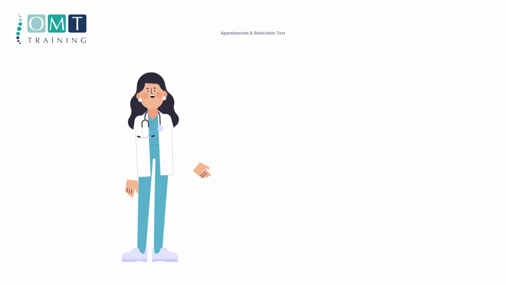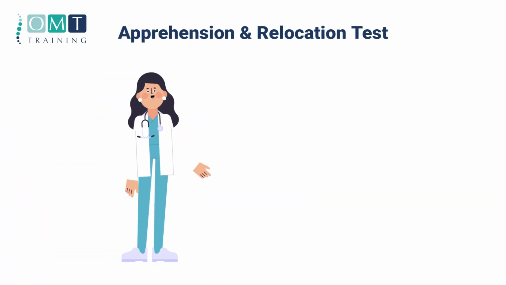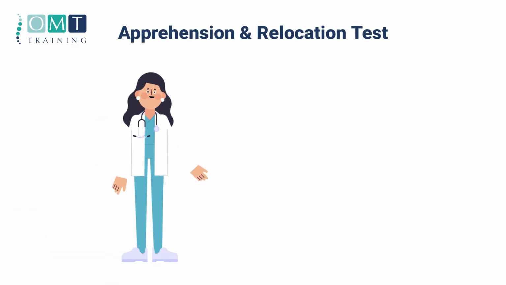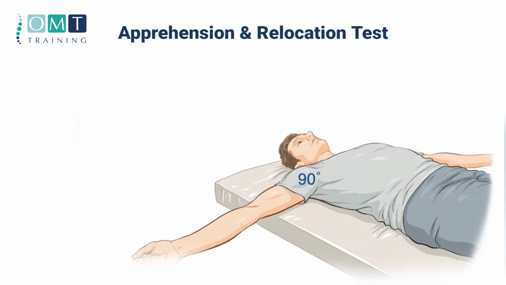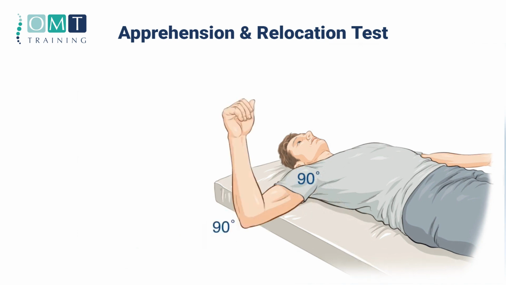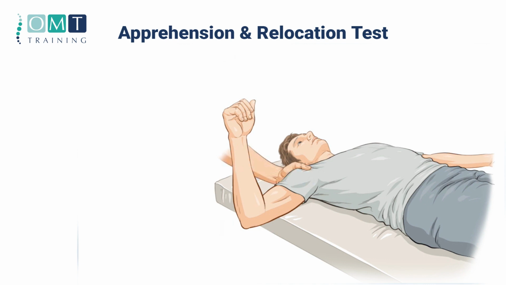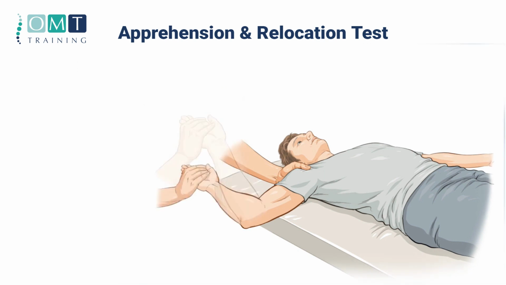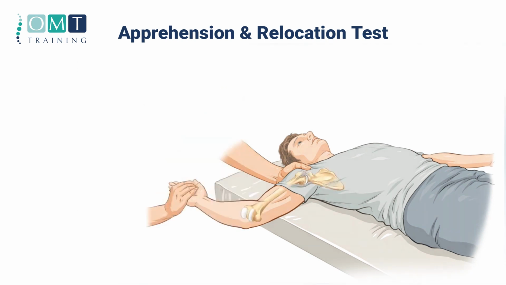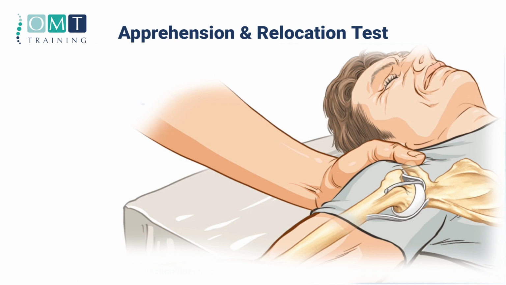Another way to test shoulder instability is the apprehension and relocation test. To perform this test, have the patient in this position with their arm abducted to 90 degrees and elbow flexed to 90 degrees. Place one hand under the posterior aspect of the shoulder and scapula to stabilize the position. Now, push the wrist posteriorly to induce external rotation. If this causes pain, instability of the shoulder is involved.